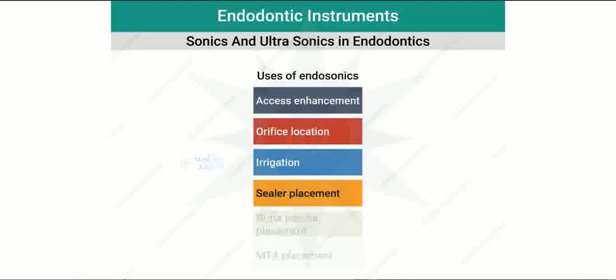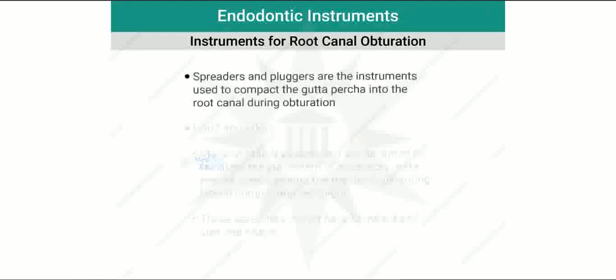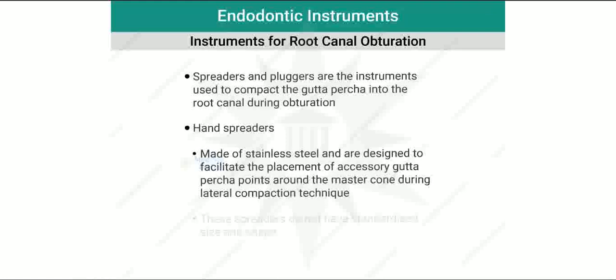And then instruments used for root canal obturation. Spreaders and pluggers are the instruments used to compact the gutta-percha into the root canal during obturation. Hand spreaders are made up of stainless steel and are designed to facilitate the placement of auxiliary gutta-percha cones around the master cone during the lateral compaction technique. These spreaders do not have any standard size and shape.